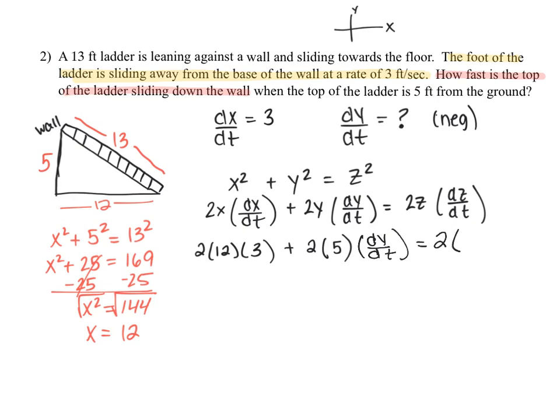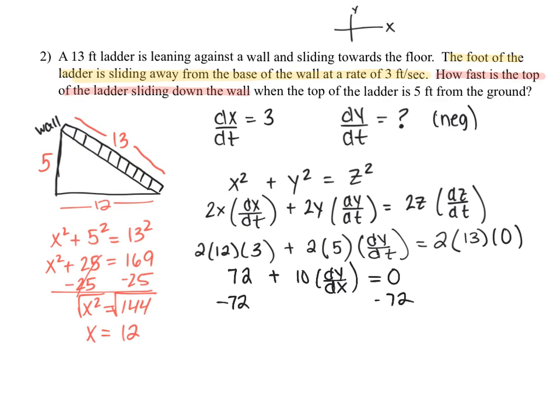2, the z value is the distance of the ladder. This is my z, which is 13. And dz/dt, we should remember that the ladder will never change its distance, so the rate at which it changes will always be 0. That will never change. So now all we have to do is just go ahead and solve. So 2 times 12 times 3 is what I'm going to simplify first. That gives me 72, plus 10 dy/dt equals 0, and then we solve.